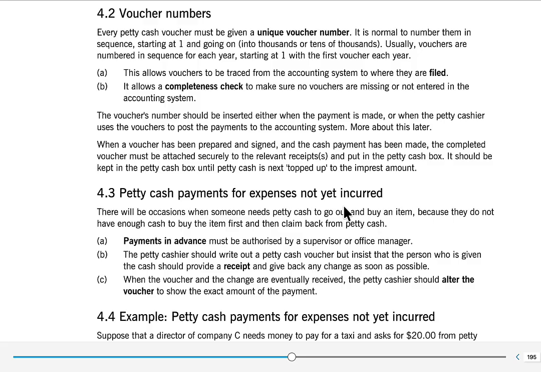So voucher numbers help the business detect missing documents quickly. This is called a completeness check. Completeness means making sure every payment has been recorded and supported. When should the voucher number be written?